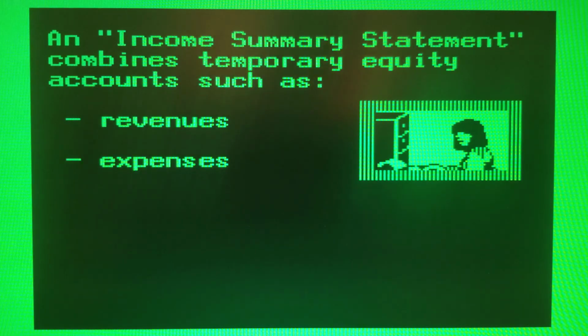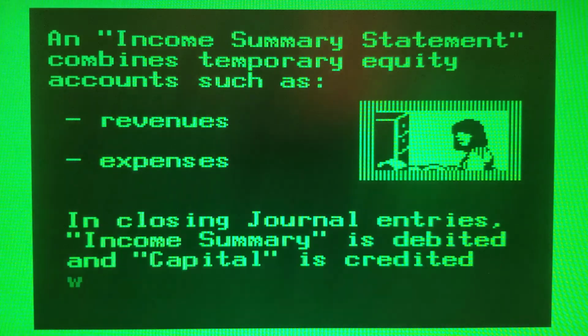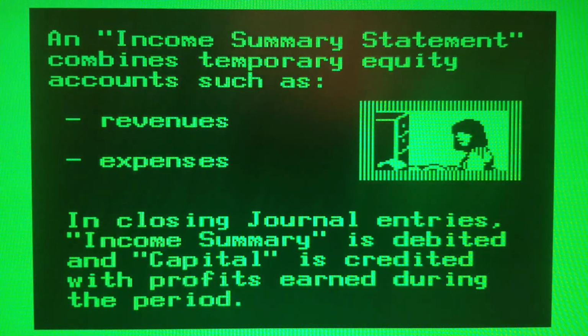Some accounting systems include a profit and loss or income summary account to combine most of the temporary equity accounts such as revenues and expenses. In the year-end closing journal entries, the income summary is debited and capital is credited with any profits which were earned during the period.